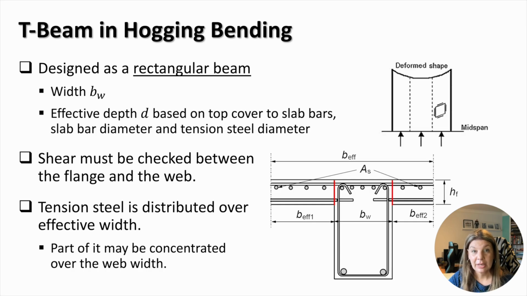The slab beam connection requires an additional check for longitudinal shear due to the shear lag effect. The tension reinforcement can be distributed over the effective width of the web. Part of the bars can be concentrated over the web width.